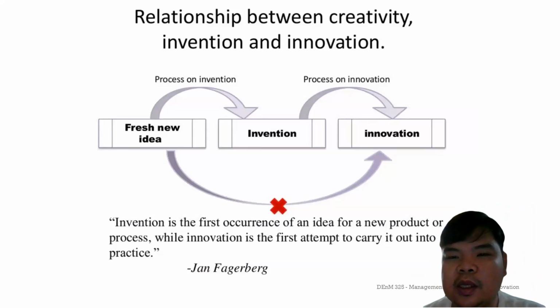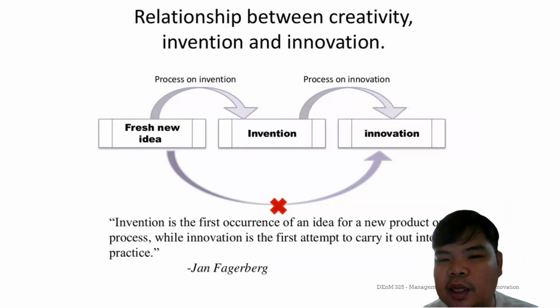So it only means the relationship between creativity, invention, and innovation is that if you have a fresh new idea, you can already perform a certain process in order to create an invention. Then from the invention, you're going to create a certain process in order to have an innovation.